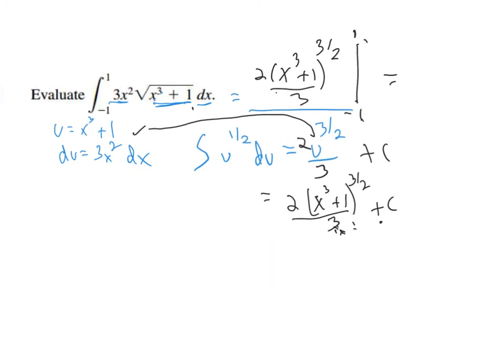I think everything looks okay. I just wanted it to be a pretty number. So let me plug my 1 again. 1 cubed is 1, plus 1 is 2. So that's a 2/3 times a 2 to the 3/2 power.